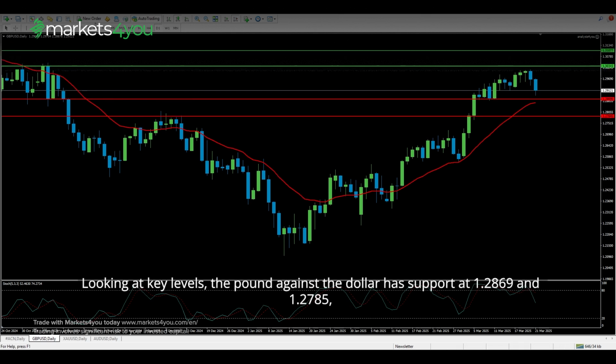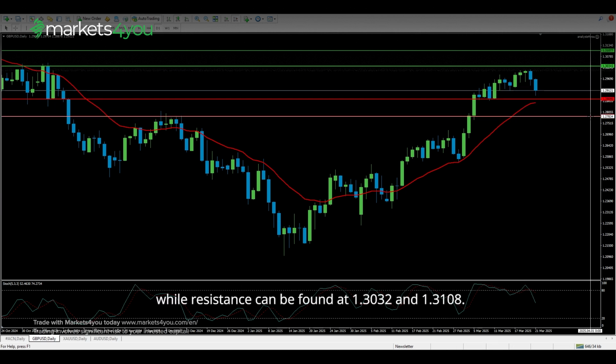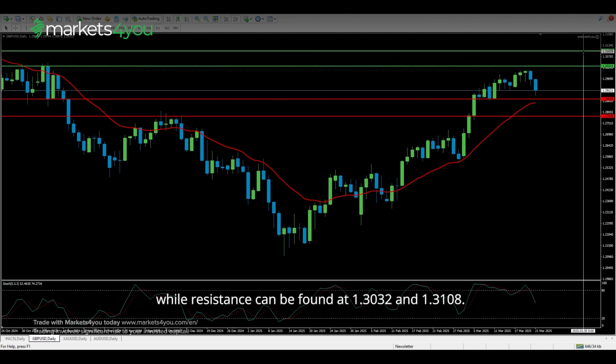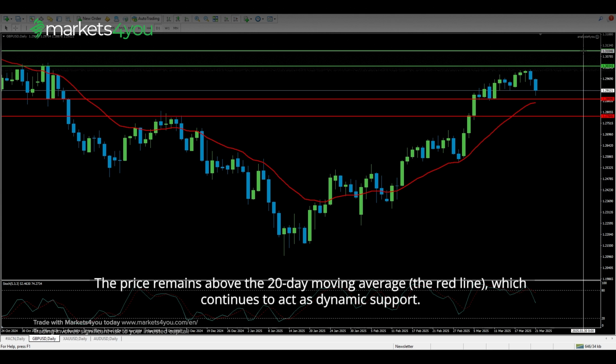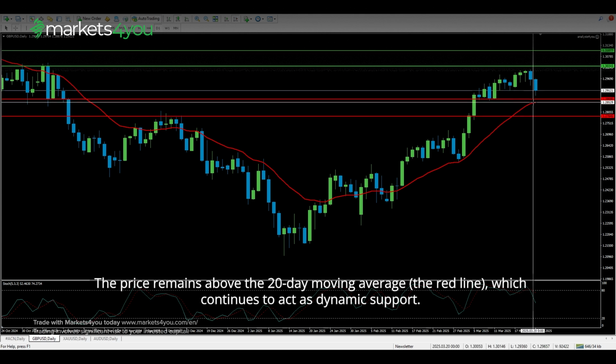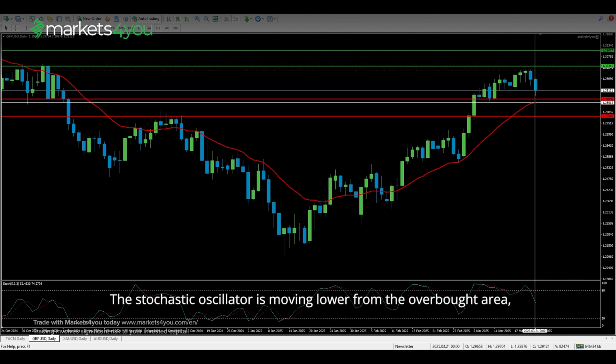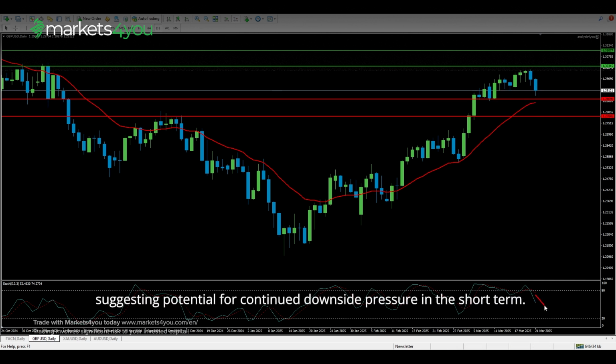Looking at key levels, the pound against the dollar has support at 1.2869 and 1.2785, while resistance can be found at 1.3032 and 1.3108. The price remains above the 20-day moving average, the red line, which continues to act as dynamic support. The stochastic oscillator is moving lower from the overbought area, suggesting potential for continued downside pressure in the short term.